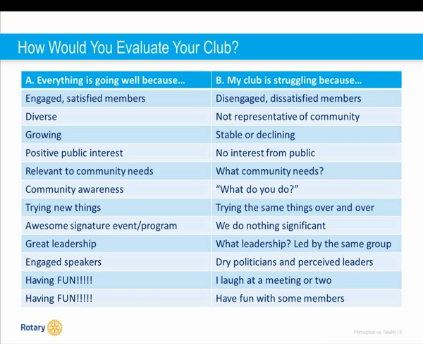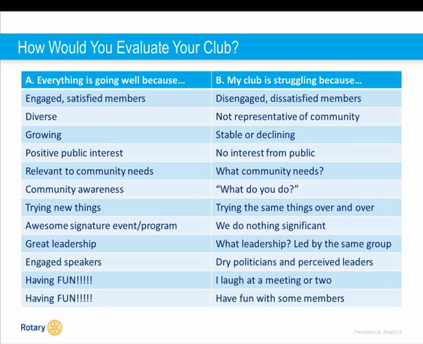So let's stop and reflect. How would you evaluate your Rotary Club experience today? Would you say everything is going well? You have engaged, satisfied members who are diverse in every way, impacting the community in positive ways with great leaders, events, and programs that are well known in the community, and most importantly, you're having fun. Or is your club struggling, where it's just not fun? Nothing has really changed. You've had very little interest from the public, and membership is declining in growth, satisfaction, and representation from the community.